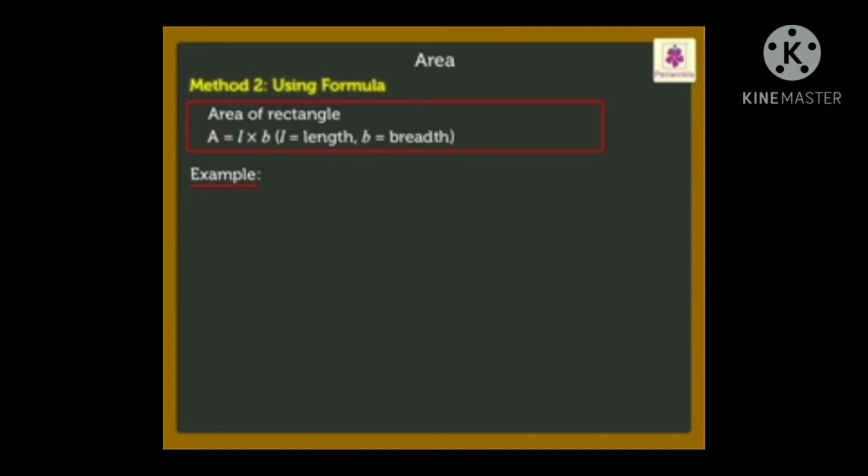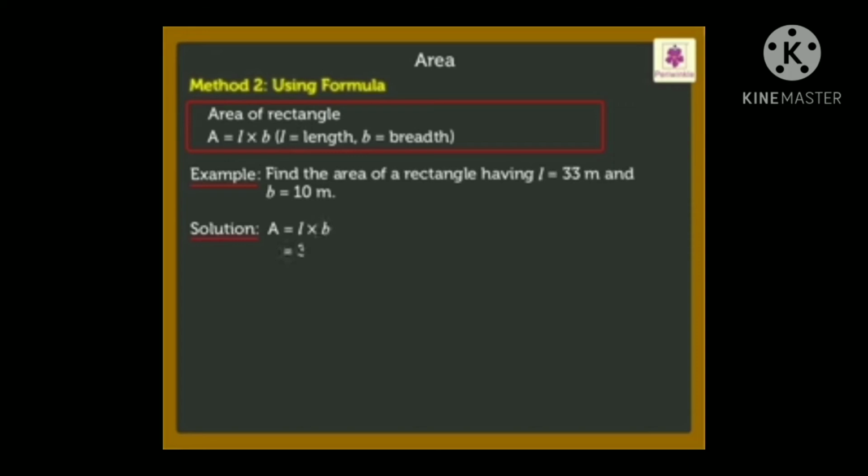Now, let us do one more example. Find the area of rectangle having length equal to 33 meter and breadth equal to 10 meters. Now, by using formula, we will write A is equal to L into B, which is equal to 33 into 10, which is equal to 330 square meter.